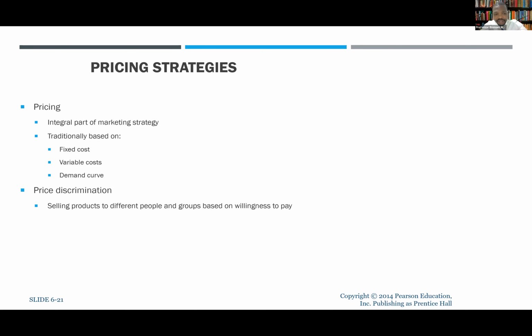Price discrimination is selling products to different people and groups based on their willingness to pay. Remember how we did that? I wanted you to connect that to maybe versioning. That would be a good example of how versioning is done.